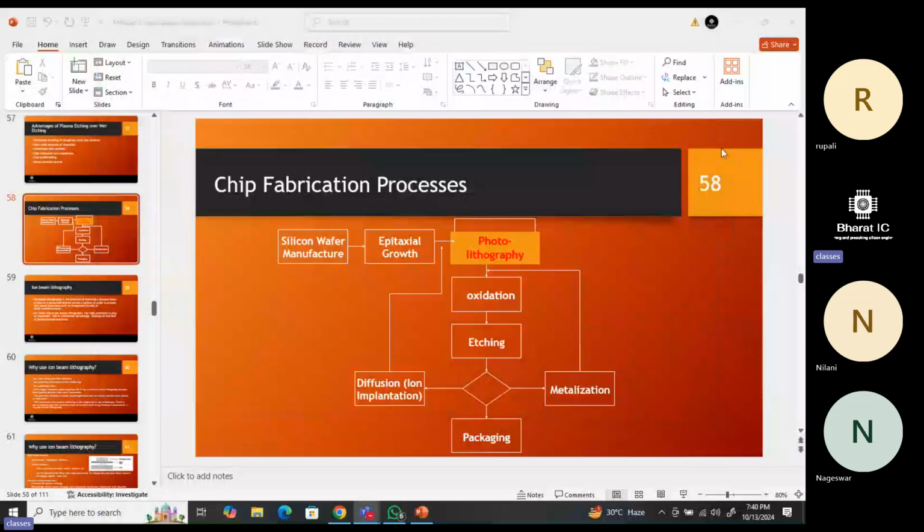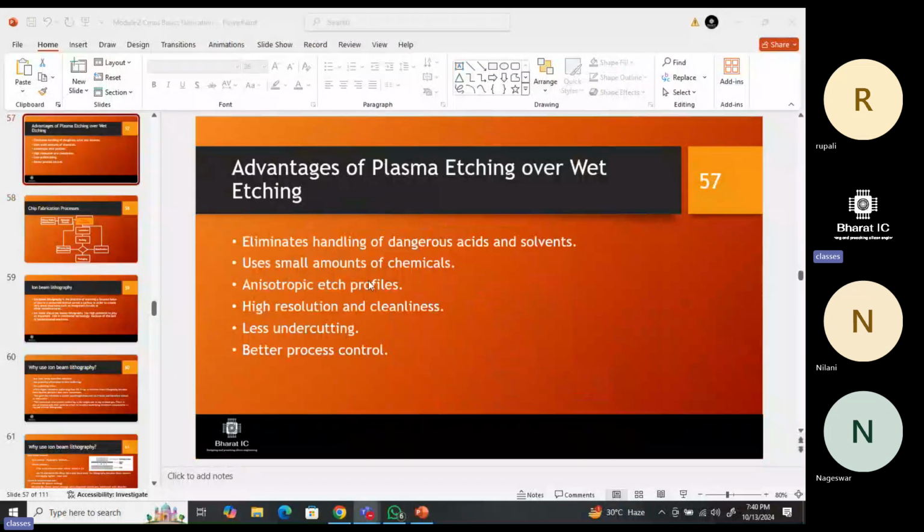Yeah, we completed what etching is in the last class. We have ended the etching topic with the advantages of wet etching and dry etching. So etching should be clear to you guys.